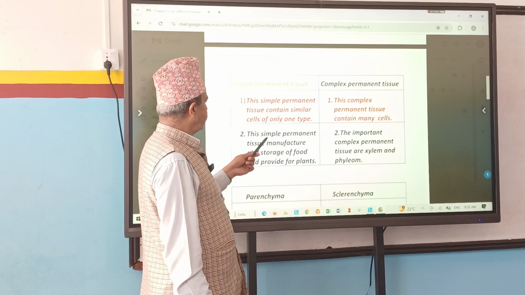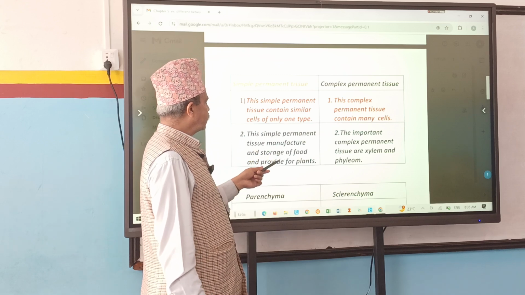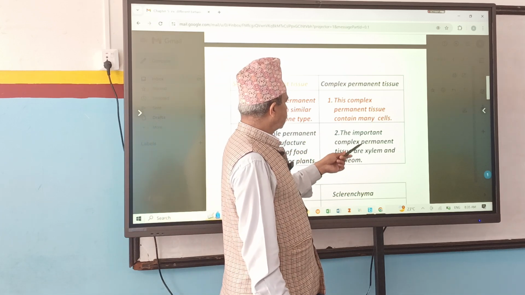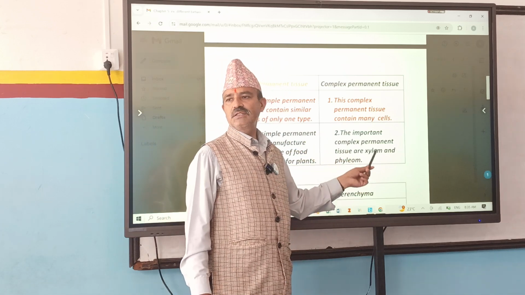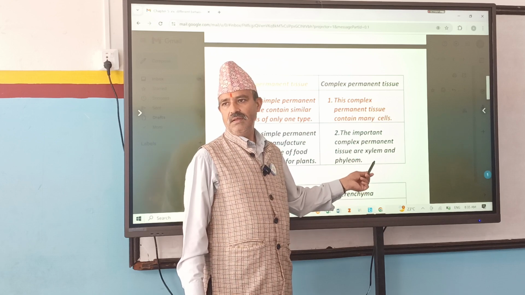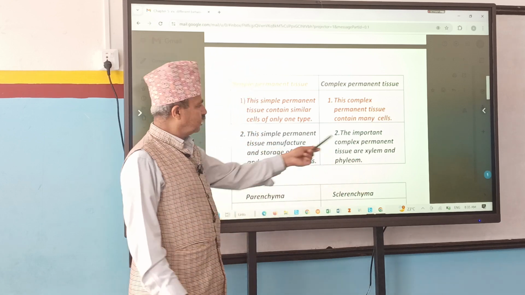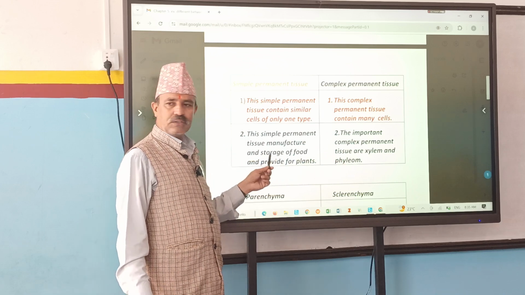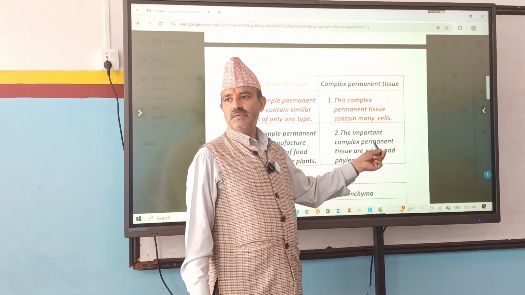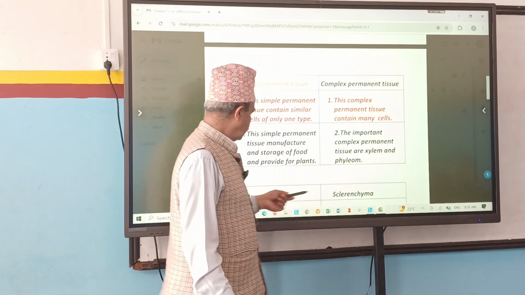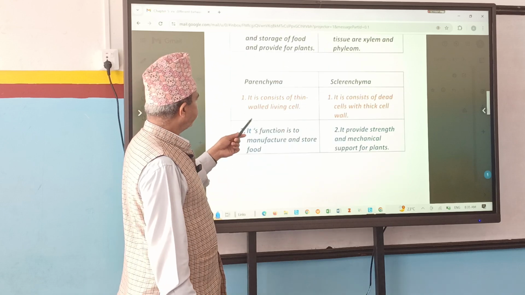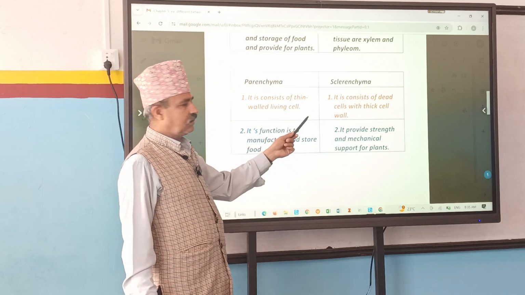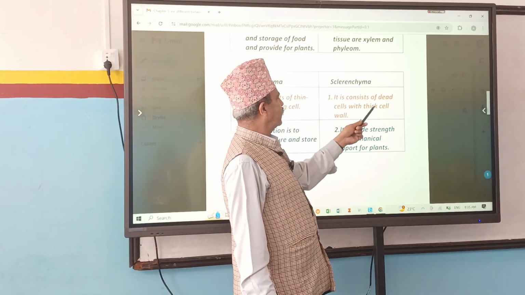Simple permanent tissue helps in manufacture and storage of food and provides support for plants. And complex permanent tissue helps in transportation of food and water. If you are writing a function, you also have to write the function. So this point is not matching, right? Manufacture and storage of food here, transfer of water and food there. Understood? Parenchyma and sclerenchyma. Parenchyma consists of thin wall living cells. Sclerenchyma consists of dead cells with thick cell wall.